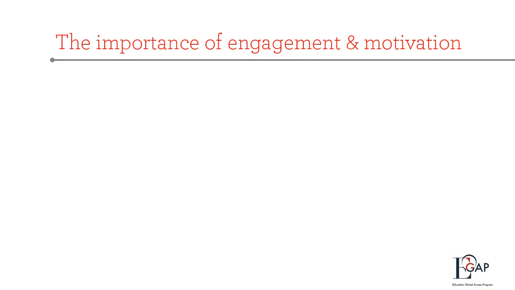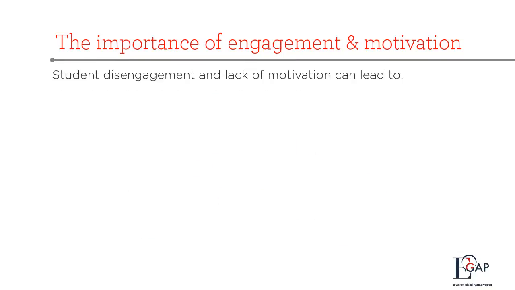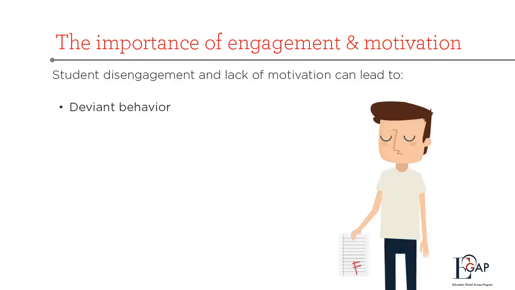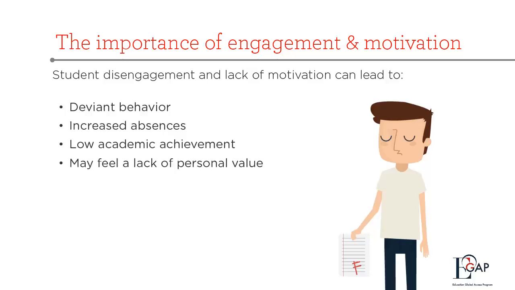On the other hand, student disengagement and lack of motivation is linked to deviant behavior, absences, and low academic achievement. These students may feel that they are not valued in the classroom. Middle school students are especially at risk to become disengaged and unmotivated due to the physical, emotional, and psychological changes that they go through during adolescence.